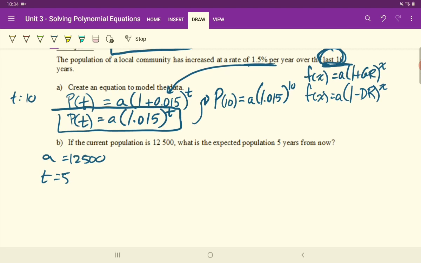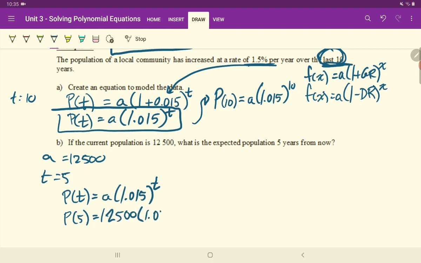Okay, so let's go with P. Let's write out our formula. P at T is equal to A times 1.015 to the power of T. We're going to replace T with a 5 and A with 12,500. Okay, so really straightforward here, just like the stuff we did in Unit 1.